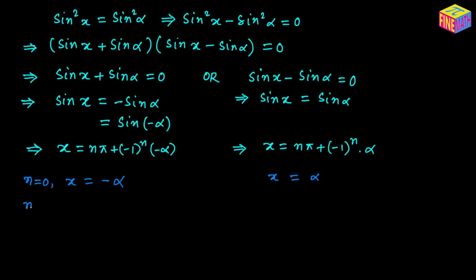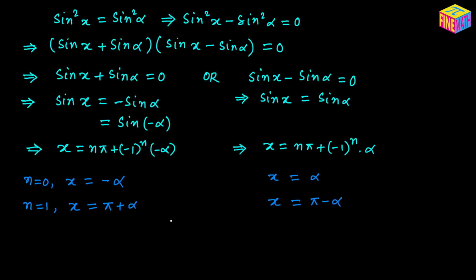Now let's use n equals 1, then what would be x here? For the first factor, x will be equal to pi plus negative 1 times negative alpha, so that would be pi plus positive alpha. And for the second factor here, for n equals 1, what would be x? Well, here x will be equal to pi plus negative 1 raised to the power 1 times alpha, so that would be pi minus alpha.